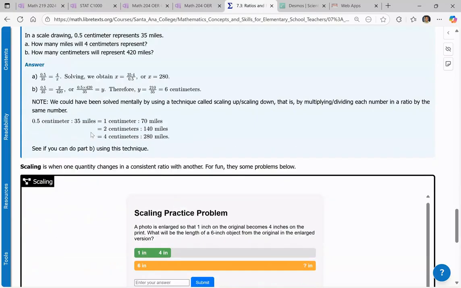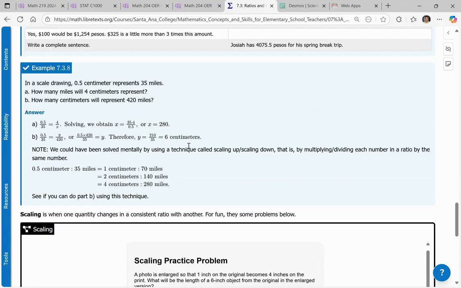We used some thinking to do that in my solution, using some scaling where we could have said 0.5 centimeters is 35 miles, 1 centimeter is 140, 2 centimeters is 140, 4 centimeters is 280 miles. So we could use scaling once our numbers are in nice multiple form, if you can think in that way. That comes back to our common multiples. When we talk about proportions, we think about that as scaling, scaling up or scaling down. So we could have solved that problem in different ways.